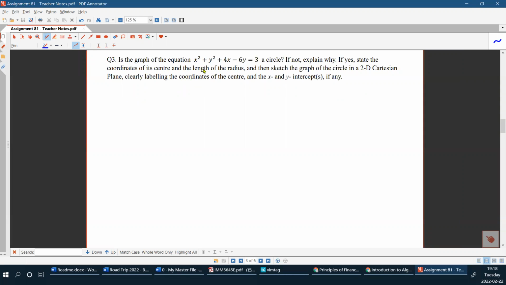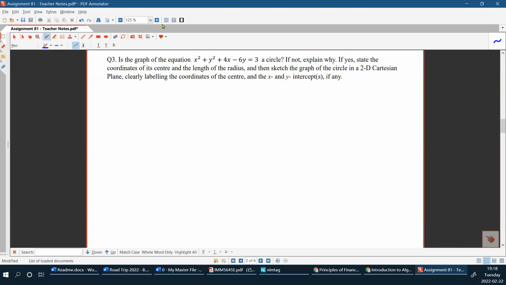Okay, so first of all, to check if this is a circle, we need to check if we can convert this equation to a form like this, right? (x minus h) squared plus (y minus k) squared equals r squared. Okay, so this is our target.